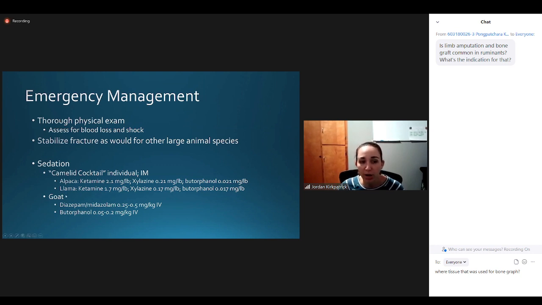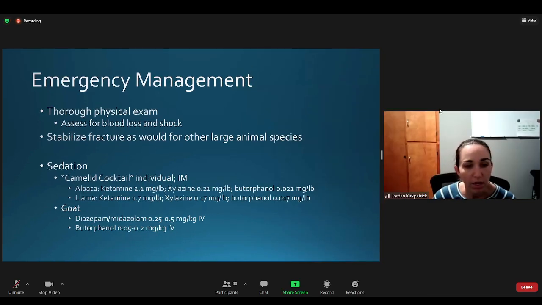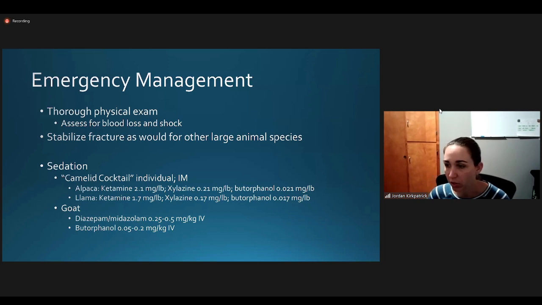It's different for alpacas than llamas, so you want to make sure you know the species that you're working on, because the doses are a little bit different. The llamas have a lower dose than the alpacas. I did put this in mg per pound because I meant to switch that to mg per kg for this lecture, but this was the lecture for my students here. And then goats, diazepam or midazolam and butorphanol was really, really good.